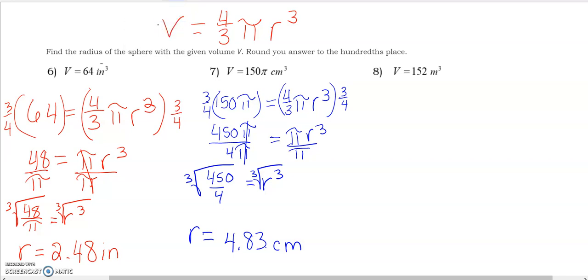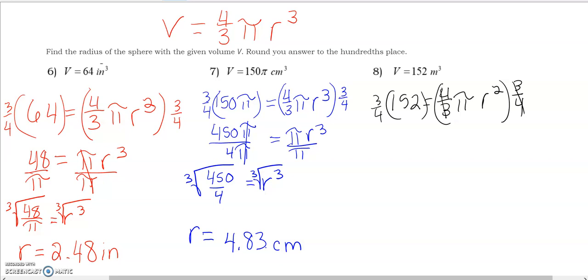We'll take a look at the last one as well. Same process as number 6, number 7. We have our volume at 152 equals 4/3 pi r cubed. I'm going to multiply it by the reciprocal, 3/4. And that way my reciprocals cancel each other out. And again, I'm doing this in multi-step just so you can see the full process.